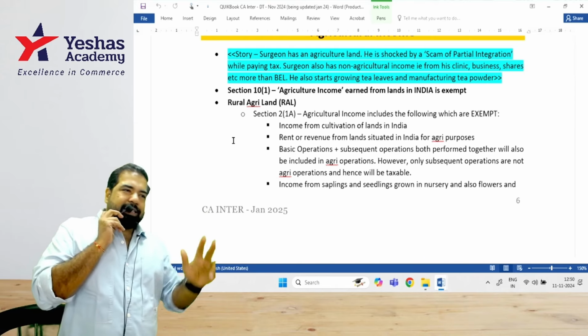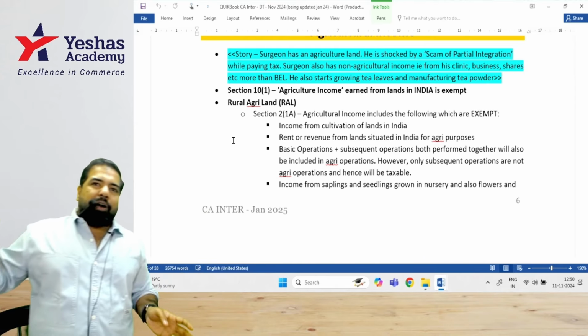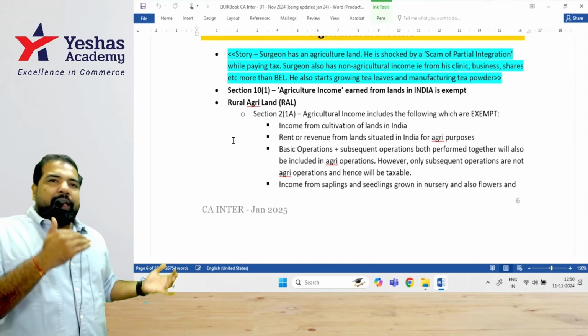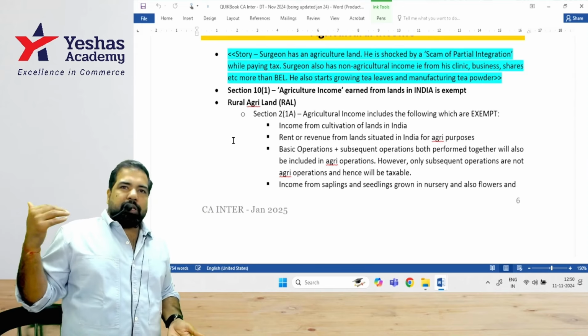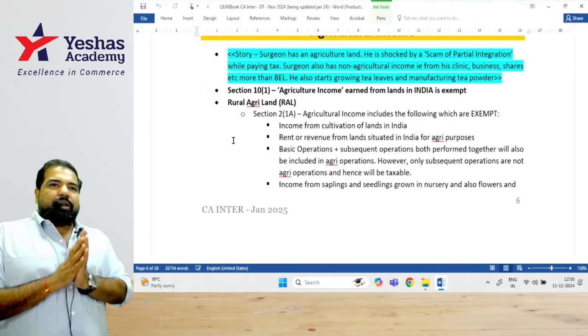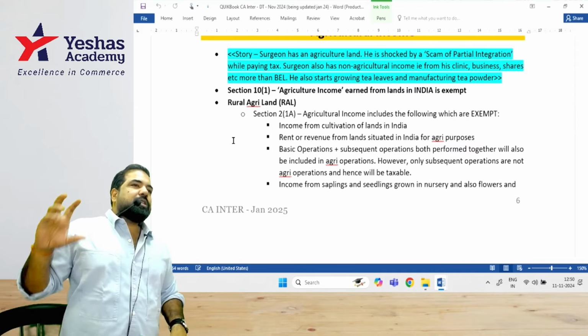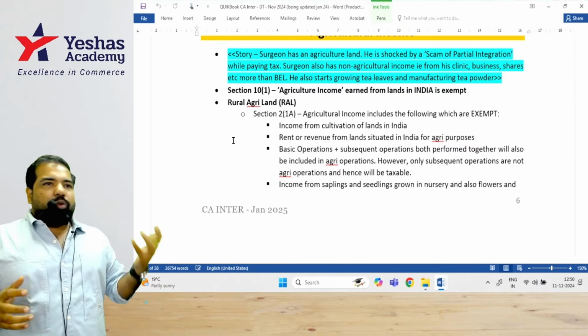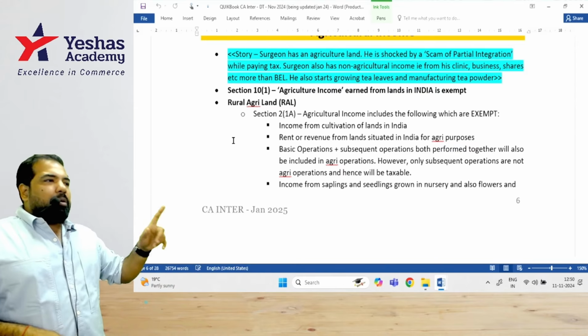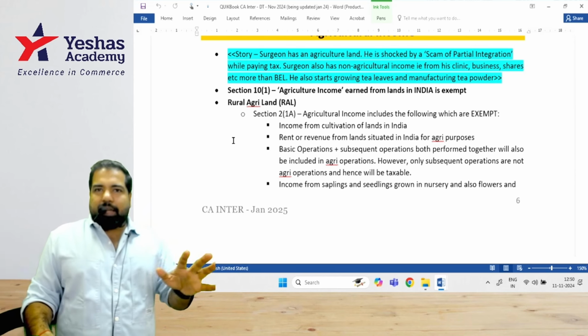I can grow seedlings, saplings, flowers, creepers, guys, even bamboo. If I grow and sell, all of that will be completely exempt. And not just that, next to the farm, guys, some people have a farm building. Can I rent it out for agricultural purposes? Even that is considered as agriculture income. So everyone, big exemption for agriculture. That's why in India, a lot of farmers make a lot of money, some of them, and they don't end up paying tax. Guys, we're talking about RAL, rural agricultural land.